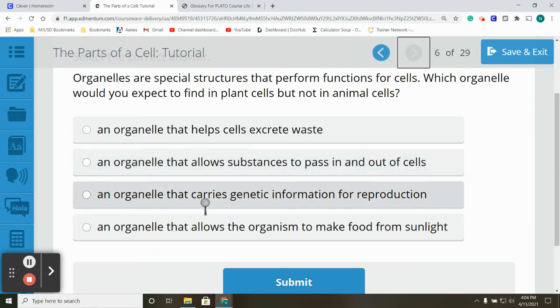An organelle that carries genetic information for reproduction. An organelle that allows the organism to make food from sunlight. Well, I remember that plants make food from sunlight, so an organelle that would have that we would expect to find in plant cells but not in animal cells. Check.